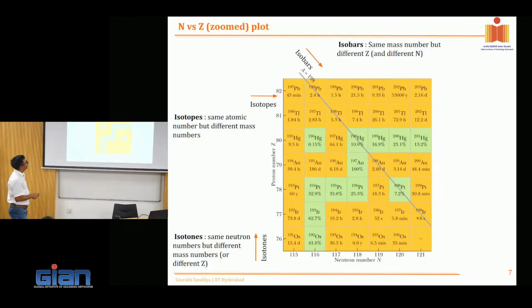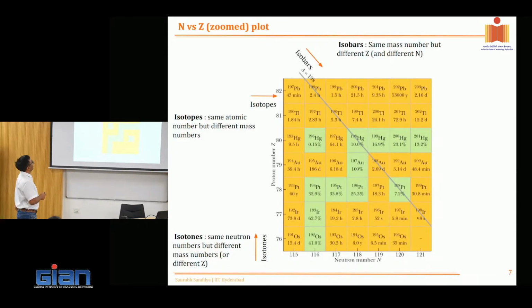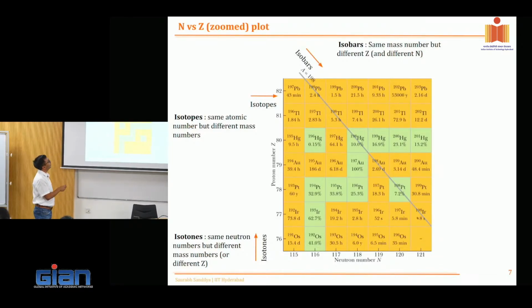What happens if you draw a horizontal slice of it? Those are all isotopes, because this side is Z, the proton number. In isotopes the proton number is constant and neutron numbers are varying, so the mass numbers are varying. In the horizontal you can see all are lead, all are thallium, mercury, and so on. These greens are the stable ones, the stability curve that you saw.